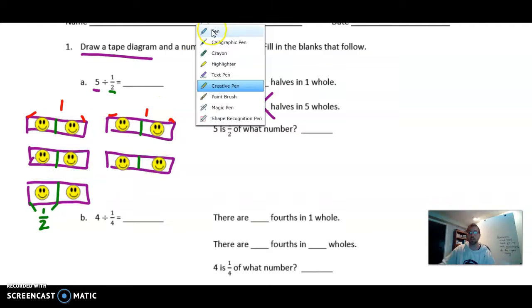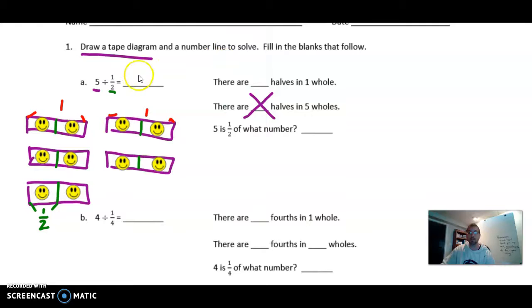How many geniuses are we working with? We're working with 10 geniuses. So 5 divided by 1/2 is going to give you 10. And we mentioned in our Google Meet that there's a hint for us to see if our work is reasonable. If this is a whole number to start, your answer is going to be a whole number. Okay? So if it started with a fraction, your answer would be a fraction.